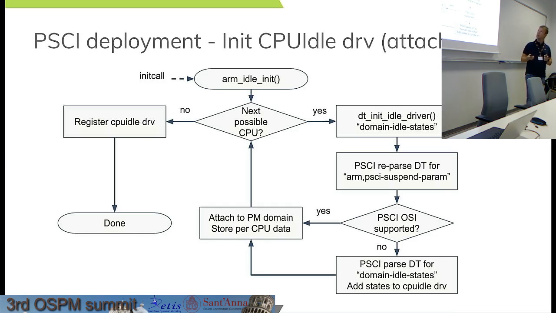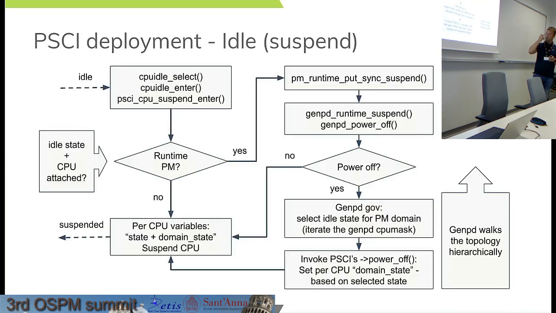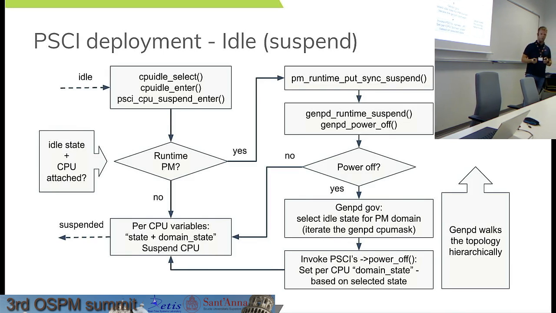So I think the more interesting part here is what happens during the idle path. This CPU idle select and enter function is called, and the governor there has picked an idle state for the CPU, and then you hit the backend part of this. You enter the PSCI firmware driver and the CPU suspend function.